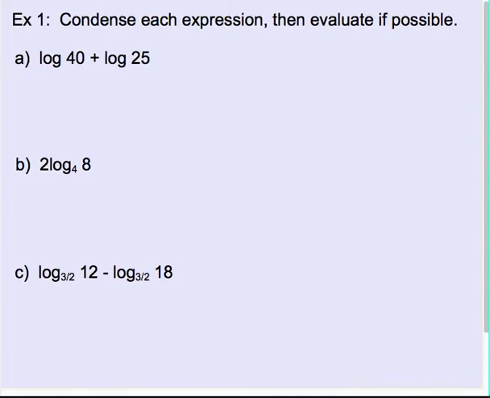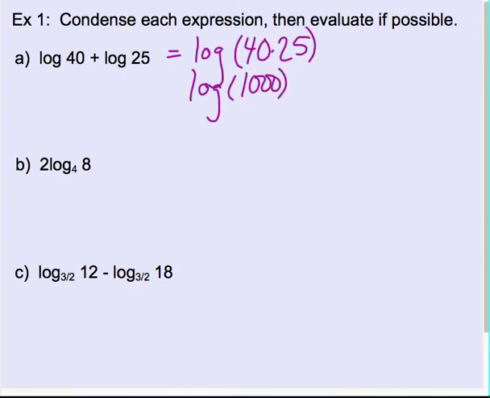These properties of logs are especially helpful in cases like these where, when you look at the log individually, you can't evaluate it nicely. So for example, log of 40, 10 to what power gives us 40? It's not a nice number. And same with the log of 25. So when we're adding two logs, we can condense that using multiplication. So we have log of 40 times 25, and 40 times 25 is 1,000. So now we can evaluate that. 10 to what power is 1,000? It would be 10 to the third power, so the answer is 3.